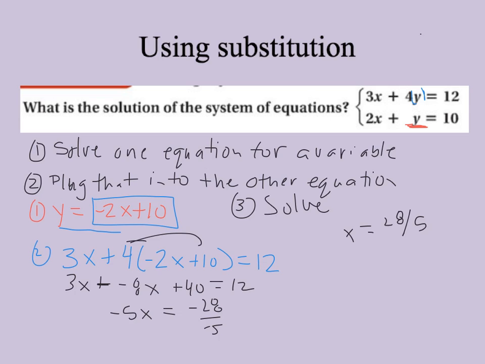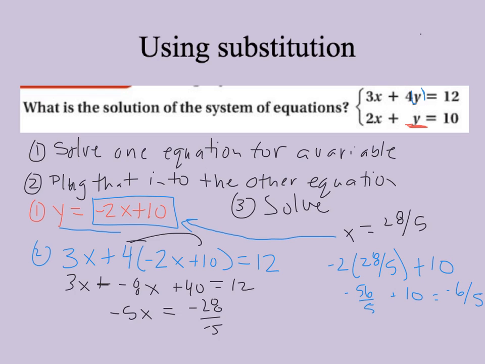And now what you do once you have your x, you plug that back into your equation that you solved for y. So I'd have negative 2 times 28 fifths plus 10, which would give me negative 56 fifths plus 10, which becomes negative 6 fifths.